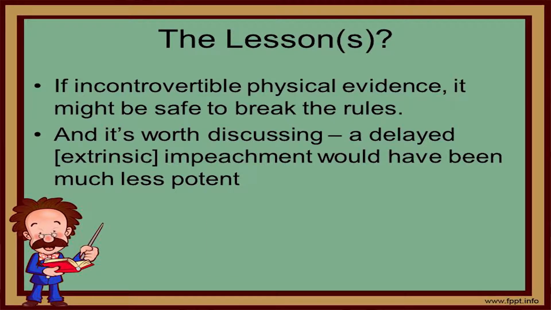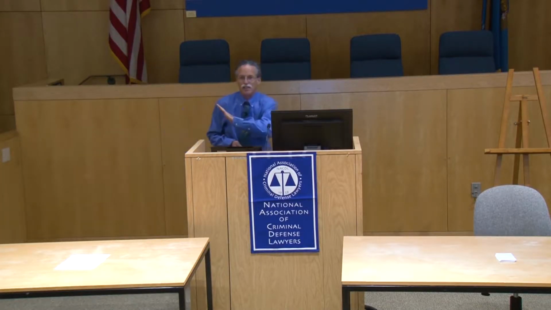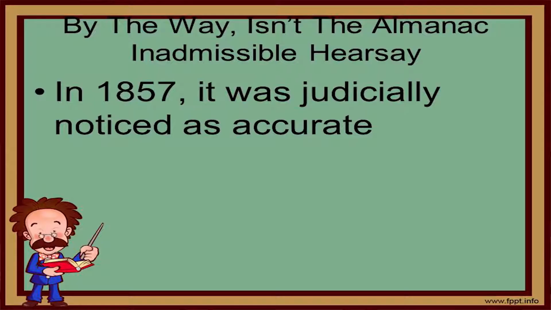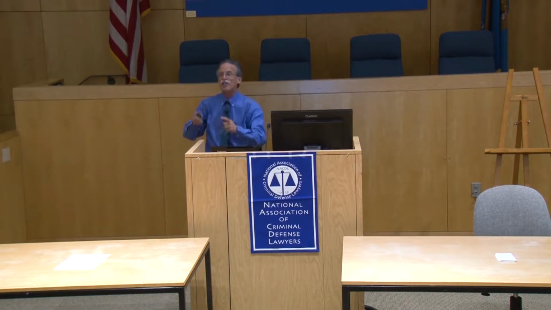And to me, the lessons are, if you have incontrovertible physical evidence, assuming the Farmer's Almanac qualifies as such, it's okay. And then the reminder, he could have delayed the impeachment, but we would have lost all the drama there, right? Impeaching 2 days later would have done nothing. One other thing, we always have to think with our evidence hats on, how was the Farmer's Almanac admissible? Is that a learned treatise? No, but in 1857, it was judicially noticed as accurate. So you go where you can.